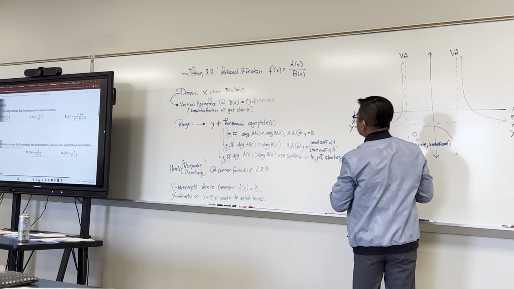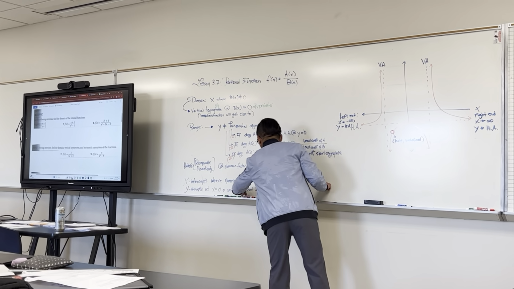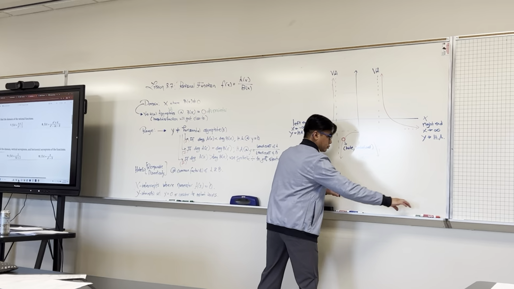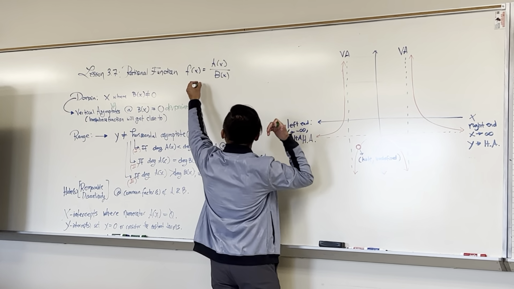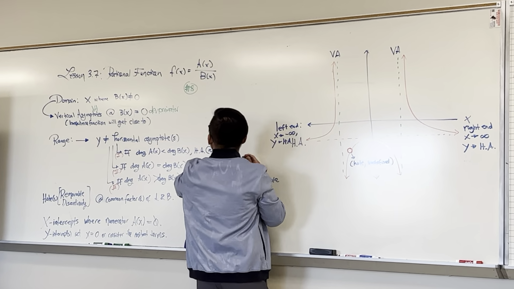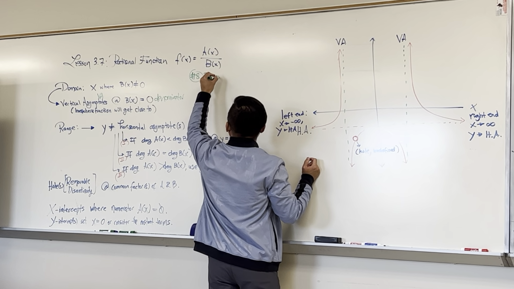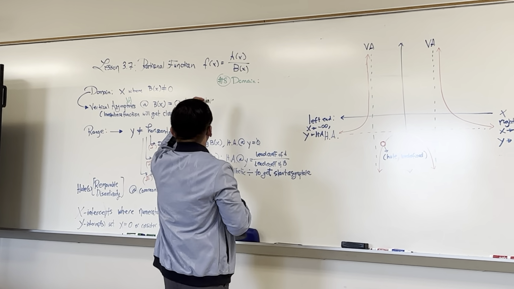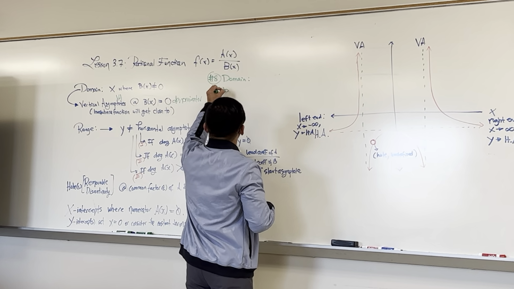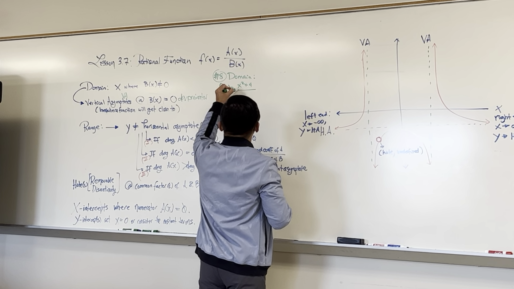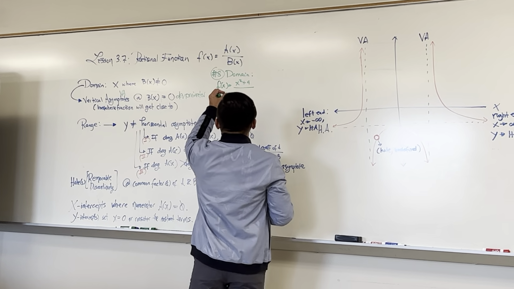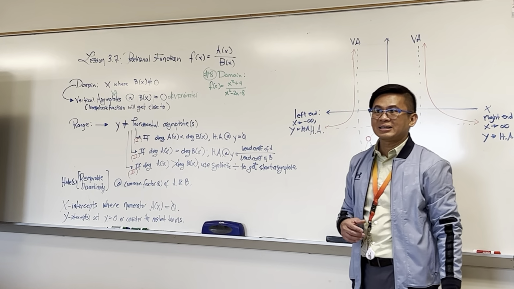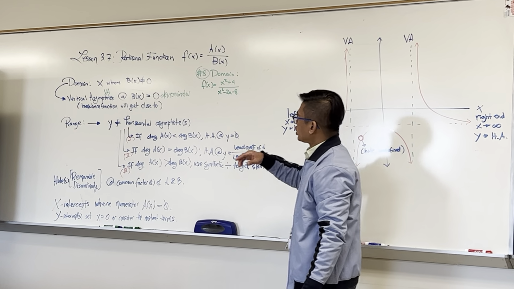So, let me just put it in here for number 8. Again, we're looking for the domain, right? So it says in here the following, F of x is equal to x squared plus 4 all over x squared minus 2x minus 8. Get it, guys? Okay.